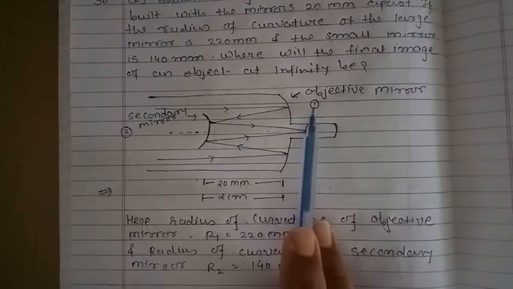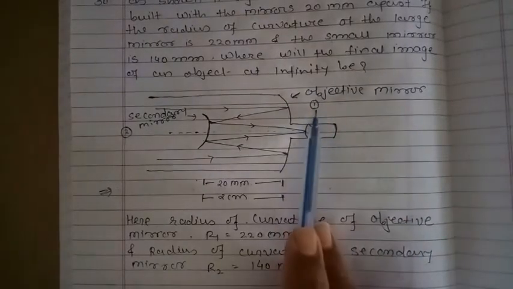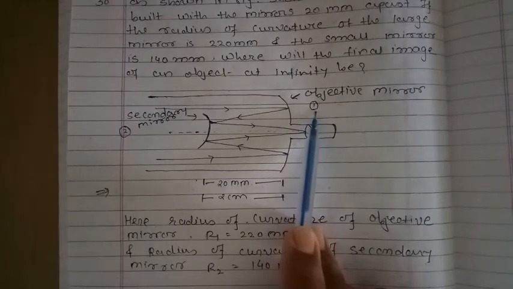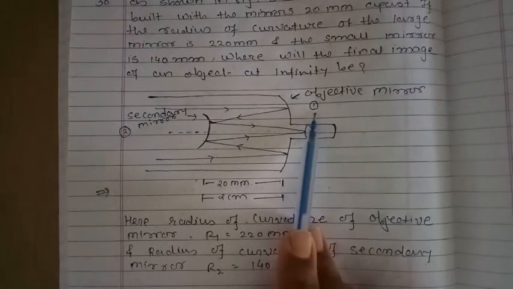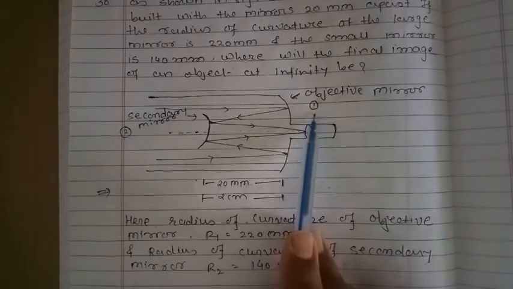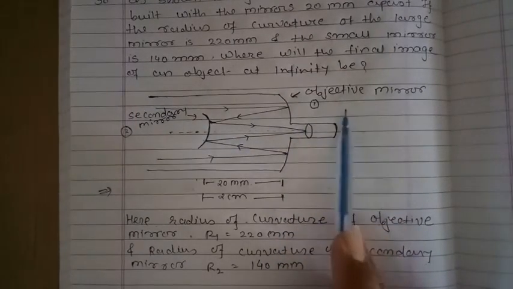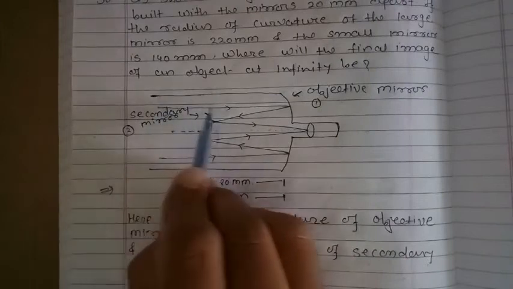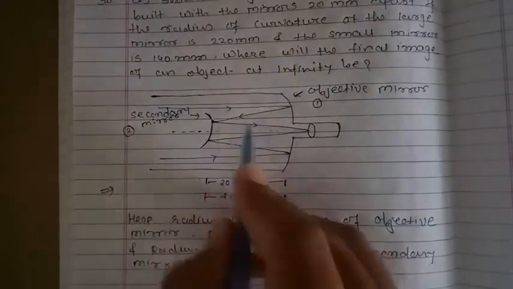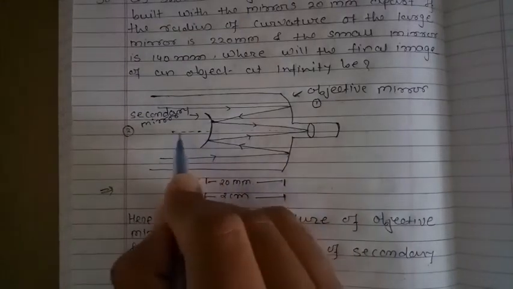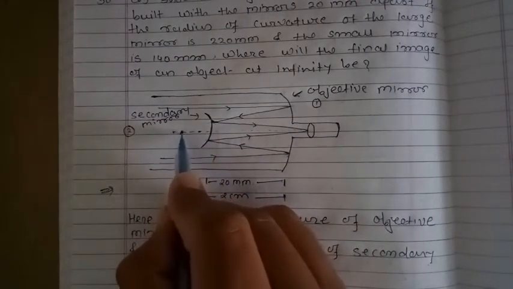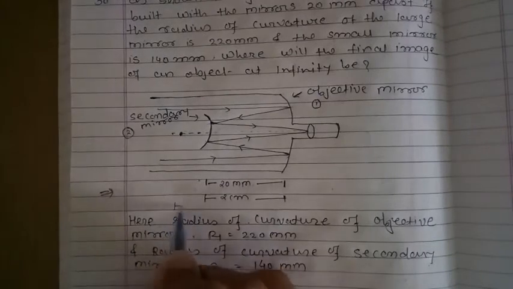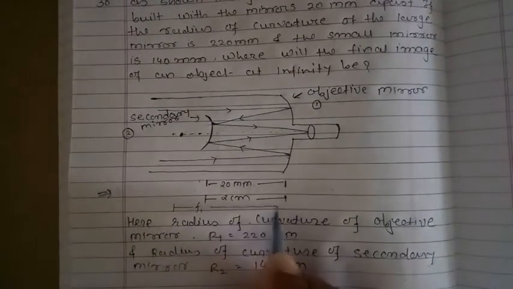So here we can denote this objective mirror by 1. These parallel rays from the object at infinity reflect from the objective mirror and intersect at the principal focus of the objective mirror, or we can say f1. After reflecting, they meet at the principal focus, and this is the distance of the principal focus, f1.